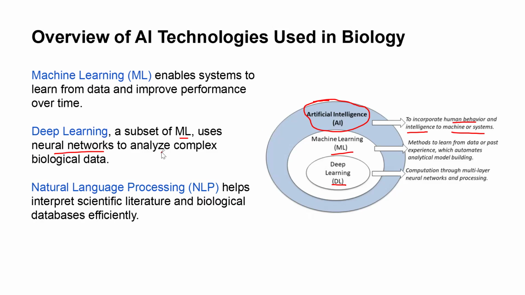And then the next one is natural language processing, NLP. NLP helps in interpreting scientific literature and biological databases efficiently. So you see, natural language processing is very important for scientific literature and also biological databases. It is usually used in interpreting scientific literature as well as biological databases efficiently.